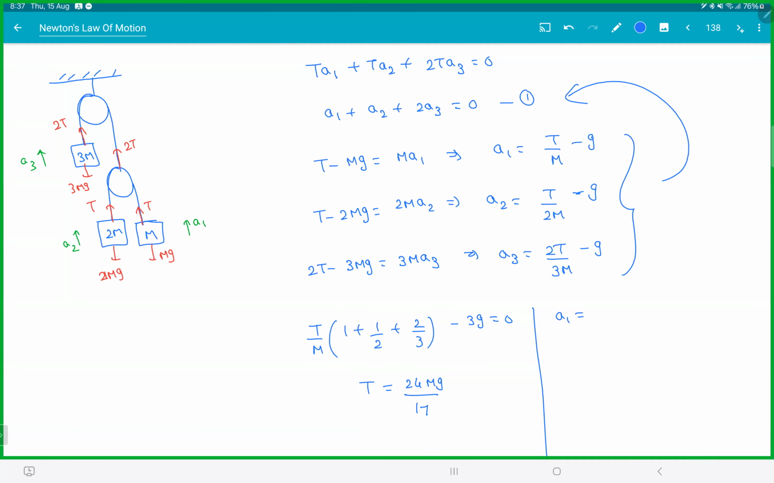So substitute here, this thing is 24g by 17 minus g, 7g by 17. So meaning you just take T from here, put it in this, put it in this, and put it in this, you'll get the answer. You can just take T from here, put it in this. There. So you will get A1 will be 7g by 17. A2 would be 12 minus 7, 5g by 17, as expected. A3 would be minus g by 17. They're actually going down. We thought up. Science will take care of it. Have a look at this. This is brute force.